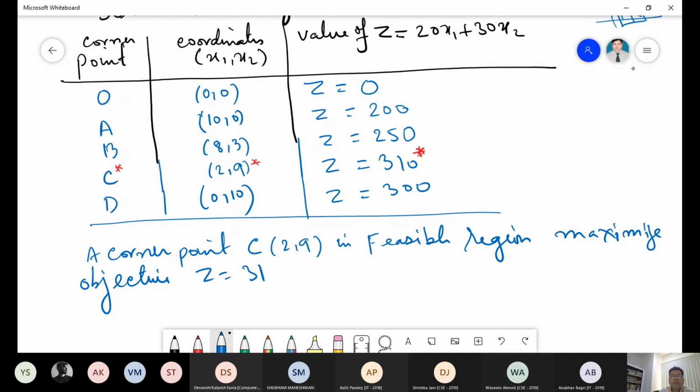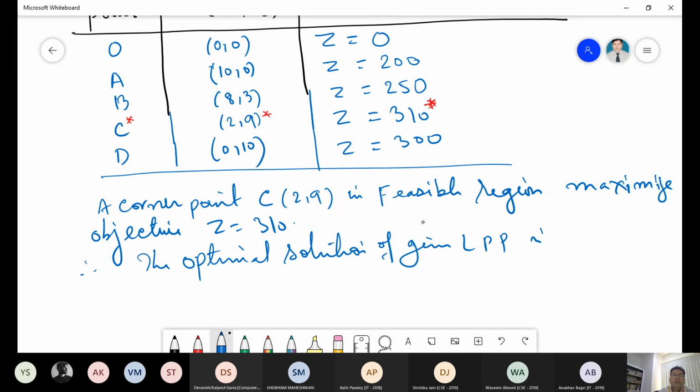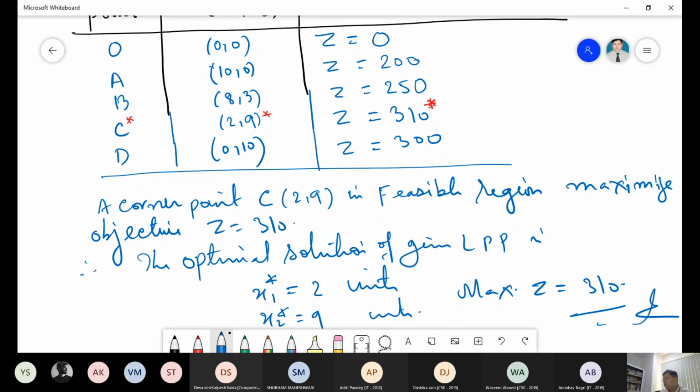Z equal to 310, right? Therefore the optimal solution of the given LPP is this corner point, with coordinates 2 and 9. We call it x1 star equal to 2 units, x2 star equal to 9 units, and maximum Z equal to 310. And this is your answer.